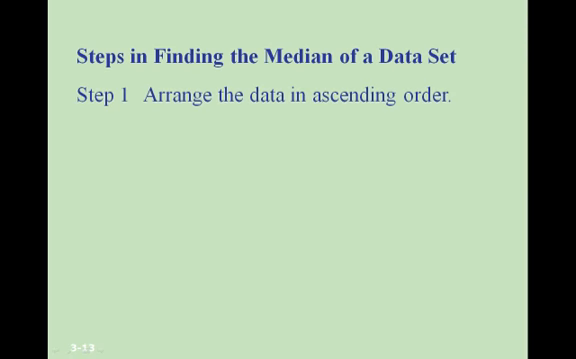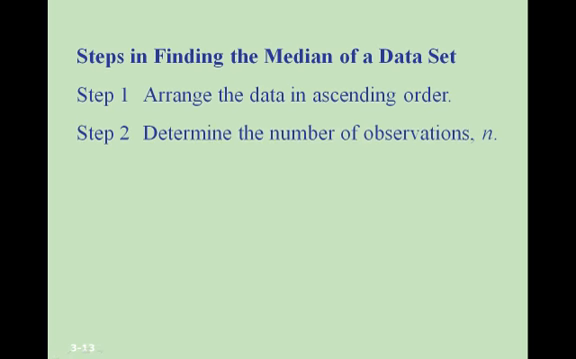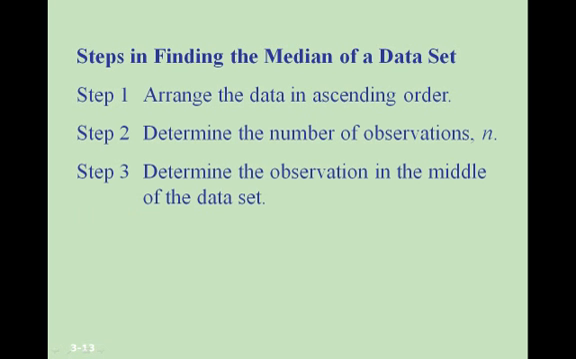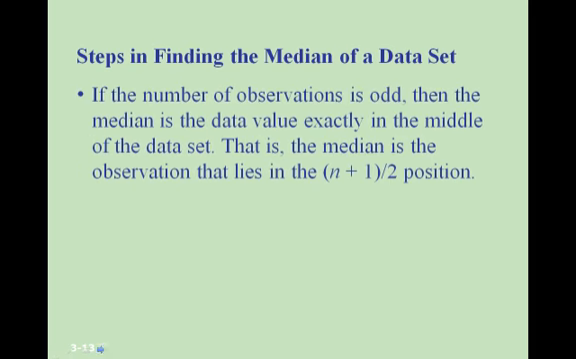And here are the steps in finding the median of a data set. First, we arrange the data in ascending order. The second step, we will determine the number of observations, n. Step 3, we will determine the observation in the middle of the data set. If the number of observations is odd, then the median is the data that is exactly in the middle of our data set. So that means that the median is the observation that lies in the (n plus 1) divided by 2 position.